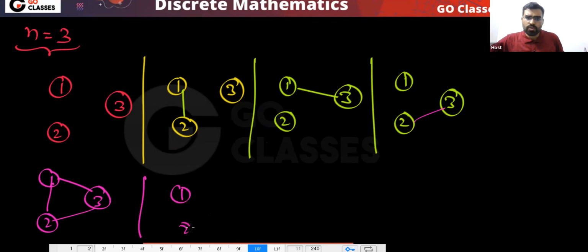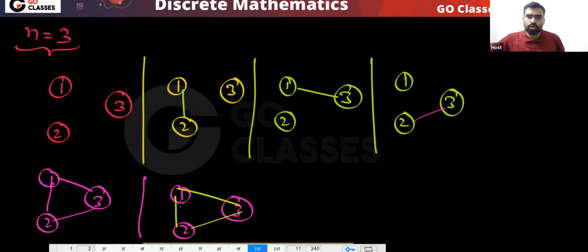Remember, for every pair of vertices, if you take this pair, or this pair, for every possible pair of vertices, we have two choices. Either you can make them adjacent or you don't make them adjacent. For example, this is another possible graph. In this graph, there are 3 edges possible. Actually, these are the 3 edges possible. So maximum, how many edges are possible? Only 3 edges are possible.